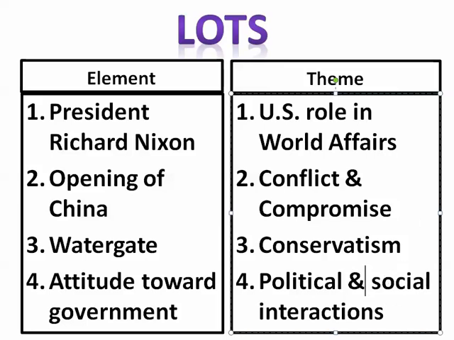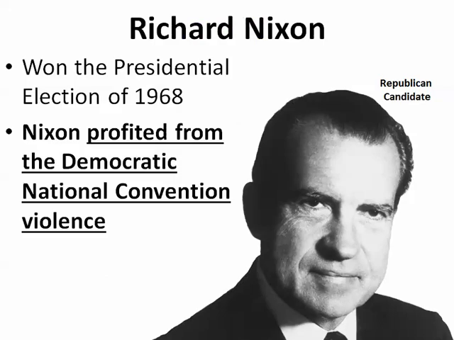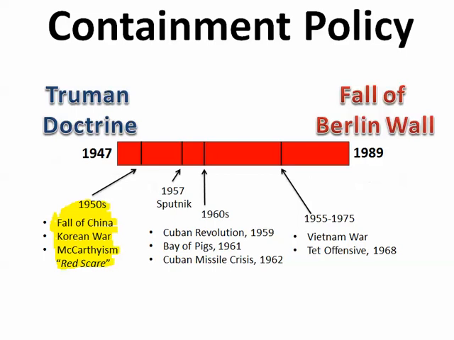So we're talking about Richard Nixon here. We've talked about Richard Nixon before. He's the presidential candidate in 1968 who benefited from the Democratic National Convention violence that was shown on TV, where the anti-Vietnam War protesters were fighting the Chicago police. And he's going to win in 1968. The first thing he does internationally is go against the Cold War containment policy. He's going to open up China for trade and for friendship with the United States.